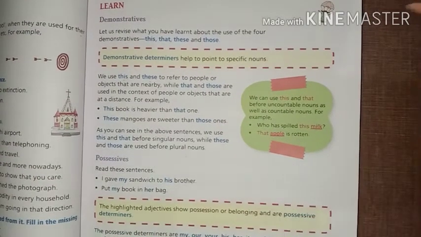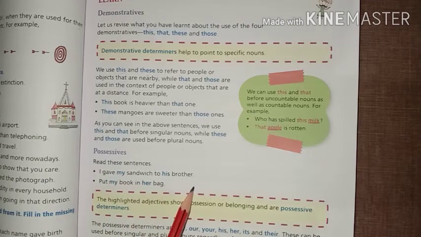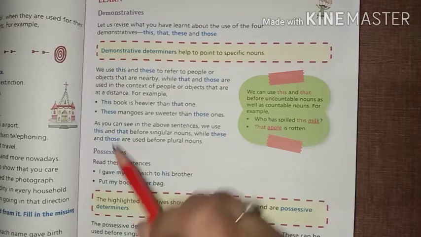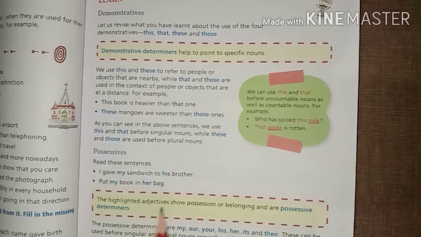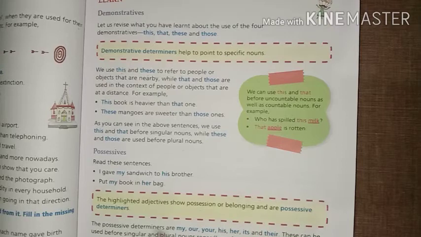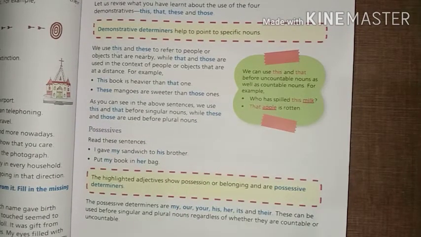Let's come to the next, possessive. What is possessive? Read the sentences. I give my sandwich to his brother. Put my book in her bag. Here you can see the highlighted blue letters are possessive determiners. The highlighted adjectives show possession or belonging and are possessive determiners. Possession and belonging means when we have ownership of something. So in this sense we use possessive determiners.